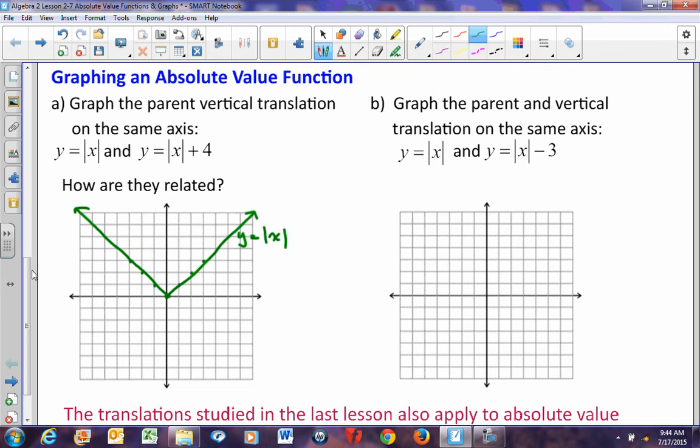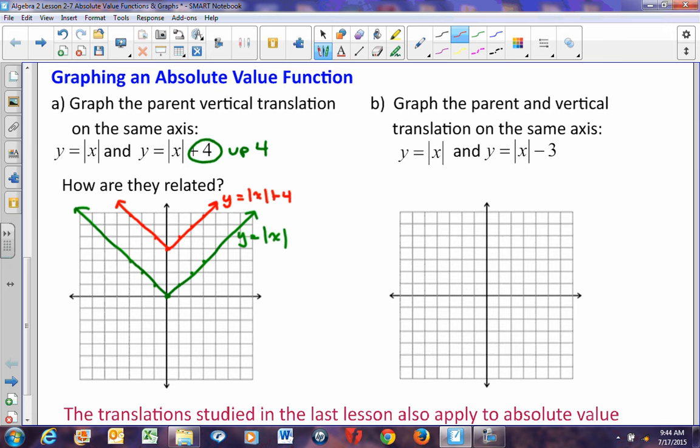Now, if we were to follow the same rules as yesterday, this would go up 4 units. And if I was to think about it, if my original point was 0, 0, the absolute value of 0 plus 4 moves it up 4, so it's going to follow the exact same rule as yesterday. Or the last lesson, I should say, not necessarily yesterday. So my graph should look like this. There's the graph of y equals the absolute value of x plus 4. And it's moving up 4 units.